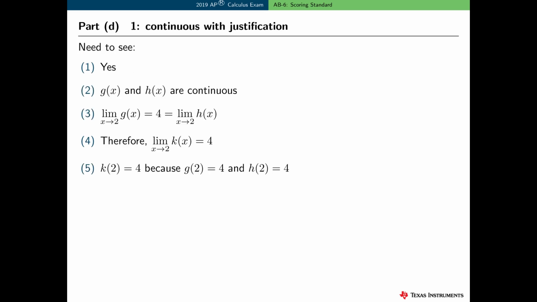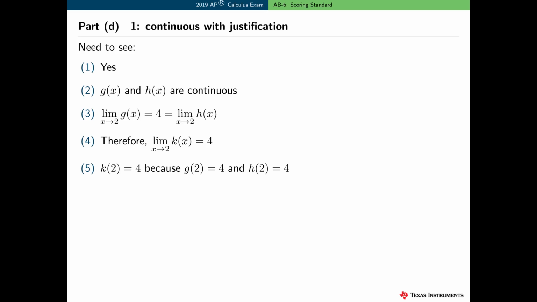Here is a list of items that we needed to see in order for the student to earn this point. First, the student must conclude and answer yes that k is continuous. And for justification, they must state that both g and h are continuous. And they must also conclude that both of these limits are 4. And therefore, the limit as x goes to 2 of k of x is equal to 4 also. And finally, they must state that k of 2 is equal to 4 because g of 2 and h of 2 are 4.